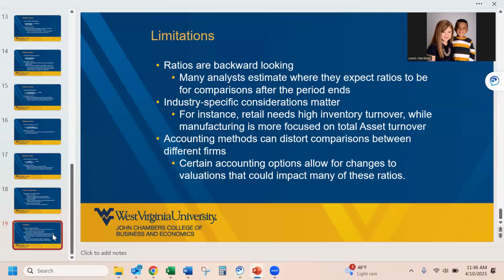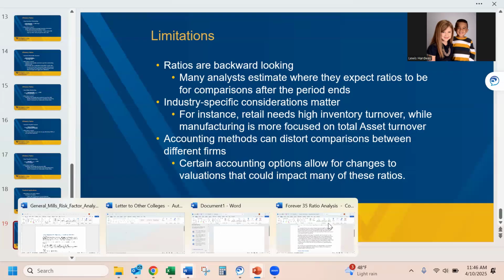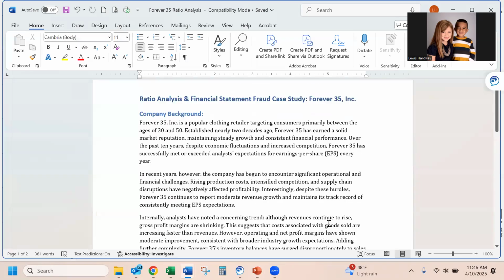Now, I quickly want to pull up, I'm not going to read the whole thing, but I do have our case study put together. I spent time this morning putting it together, and I will get it posted as I get this video posted. So basically, I thought I was being clever. I'm not. I'm too old to put Forever 21 in there, but Forever 35 might be a good fallback for me. So Forever 35, popular retail clothing for consumers 30 to 50.